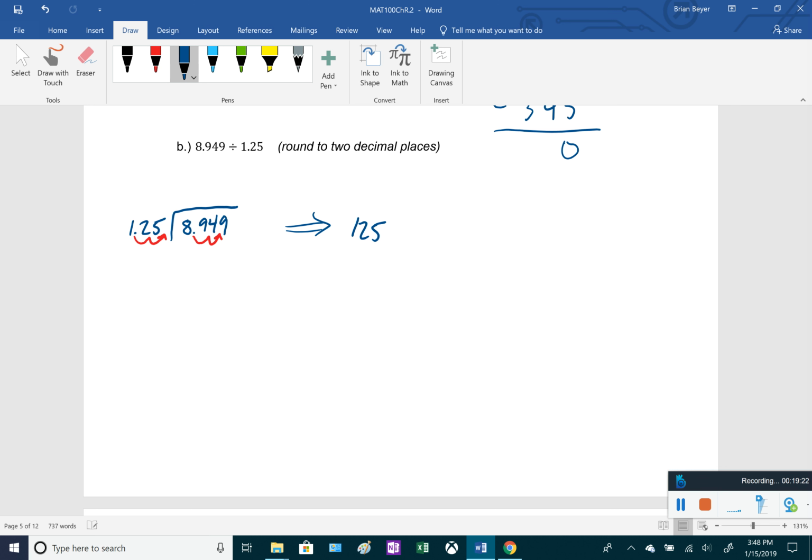So the divisor is going to be 125. The dividend is going to be 894.9. So we're doing 894.9 divided by 125. So we have to think, how many times does 125 go into 894? It goes in 7 times. 7 times 125 is 875. Subtracting those, we get 19. Then we have to bring down the 9.